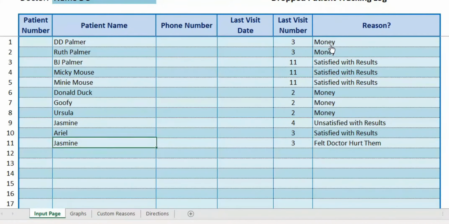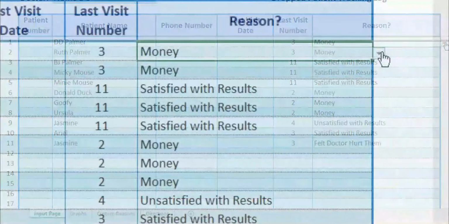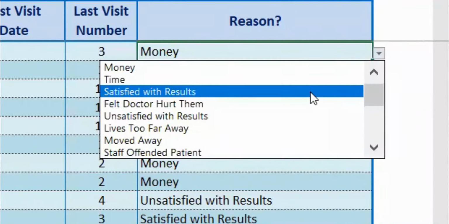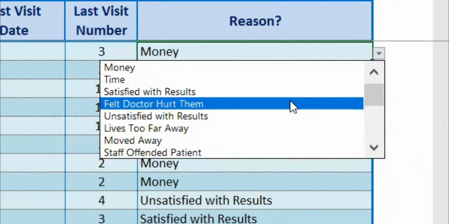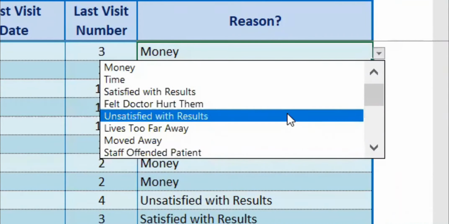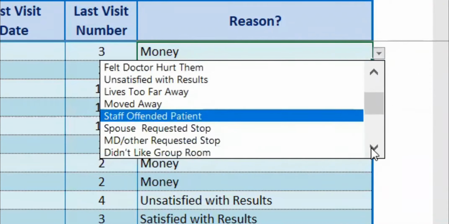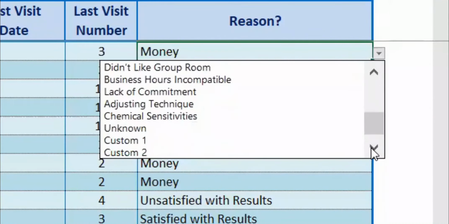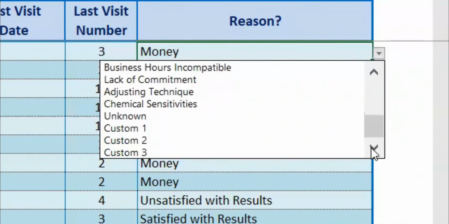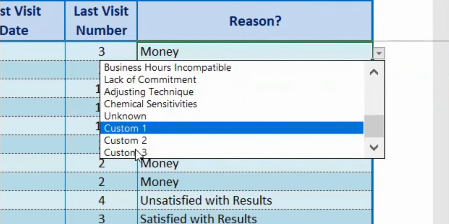And the reason they stopped is because of money. Now you'll see when you click on that, there's money, time. They were satisfied with their results. They felt the doctor heard them. They were unsatisfied with their results. They lived too far away. They moved away. Staff offended patient, and all these other different reasons for people stopping, including 3 custom reasons.